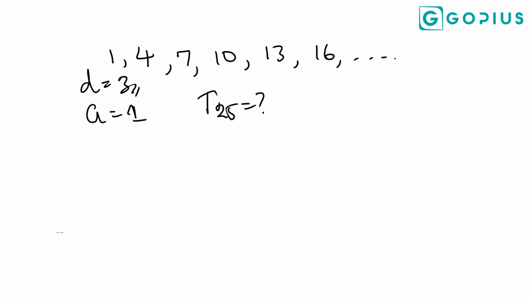So there is a need for a formula that can help us find a particular term that occupies a particular position in the progression. That formula is called the nth term of the linear sequence, and is given as Tn, for the nth term, is equal to A plus (n minus 1)d.